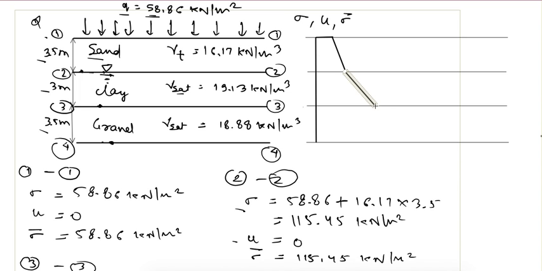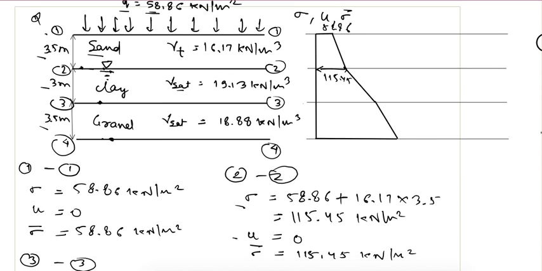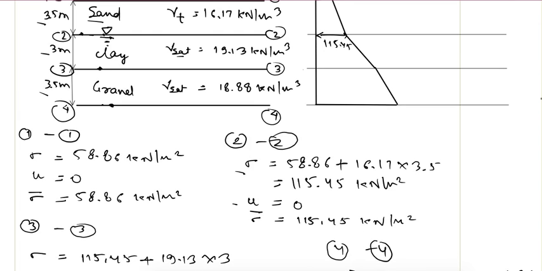And similarly for this part. This is the diagram for total stress, and we know the value here, it is 58.86, and section 2 it is 115.45, section 3 it is 172.84, and here it is 238.92.